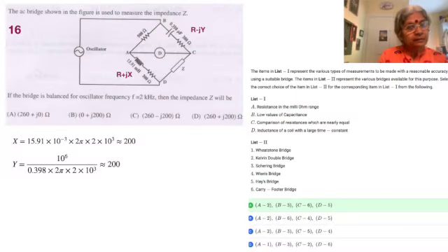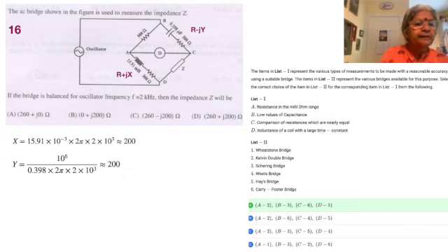The last problem, that is the 16th one, looks complex, but it is very simple, and that's the reason why I have marked out the capacitive reactance arm as R minus jY, and the inductive reactance arm as R plus jX, because the resistance values are the same, which is equal to 300 ohms. The other arm is 300 ohms, and there's an unknown impedance Z powered by an oscillator.